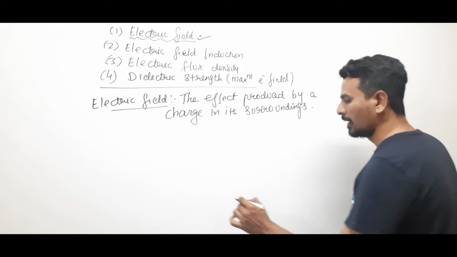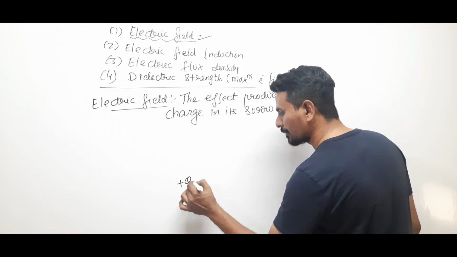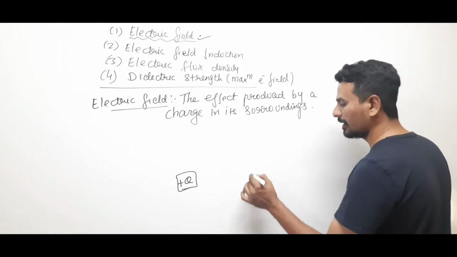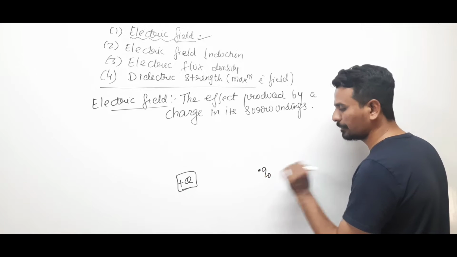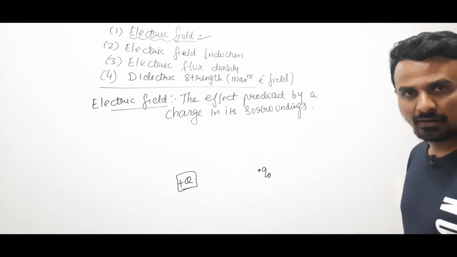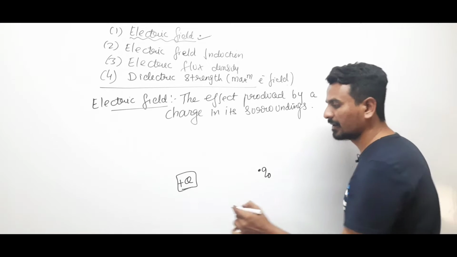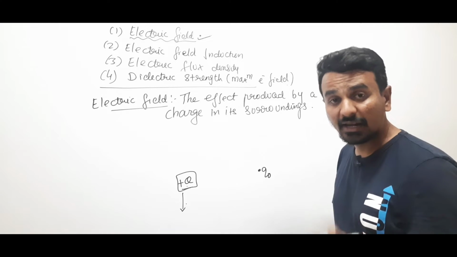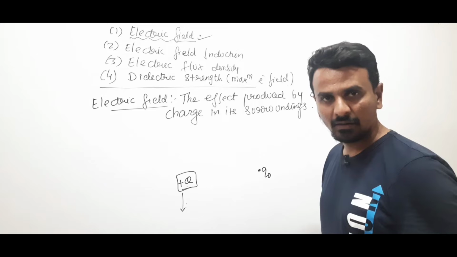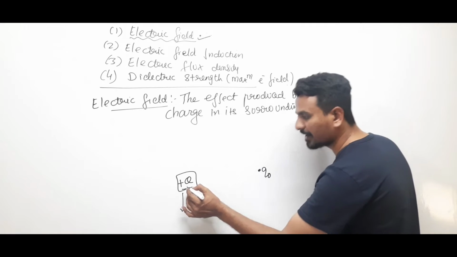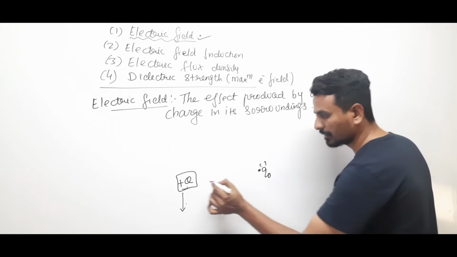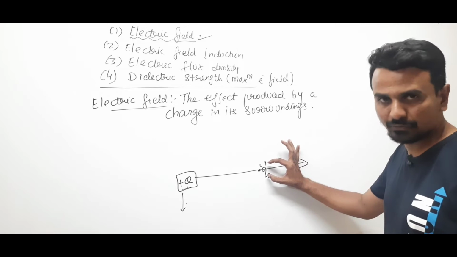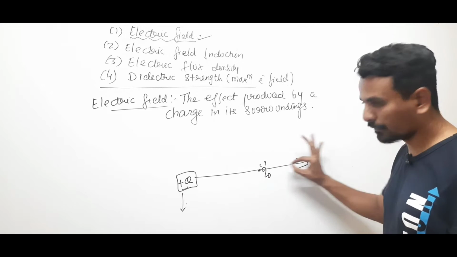Okay, now suppose I am placing a charge plus Q. Let us say this capital Q is of greater magnitude, and another charge of less magnitude is placed at a certain distance. I want to calculate the electric field produced by this charge, capital Q. What is electric field? The effect produced by the charge in its surrounding. So what effect does this charge produce on this charge? This will repel this charge. That means if I am placing a charge Q0, it will experience a force in this direction.